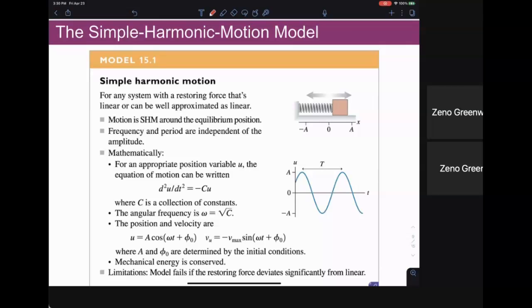In this model, mechanical energy is conserved. Limitations of the model: the model fails if the restoring force deviates significantly from linear.